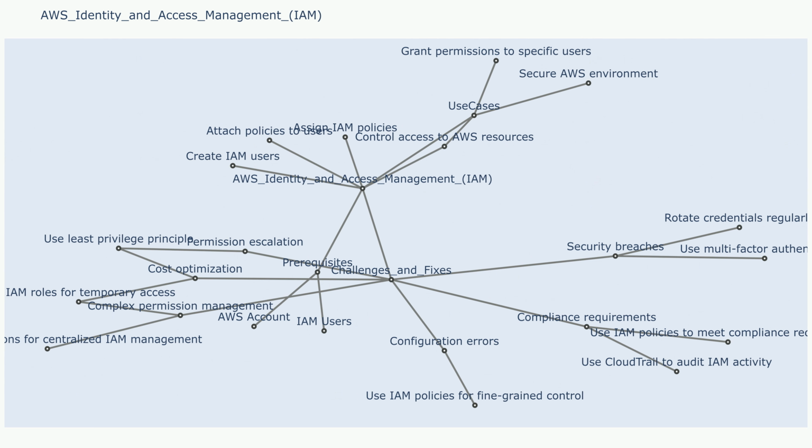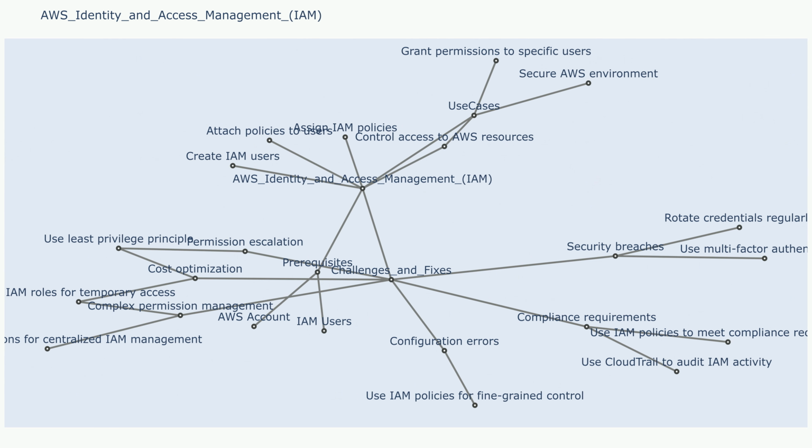Compliance requirements: use IAM policies to meet compliance requirements. Use IAM policies to meet specific compliance requirements, such as HIPAA or PCI DSS. Fix: design and implement IAM policies that align with your organization's compliance requirements.